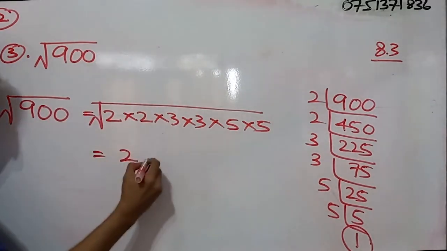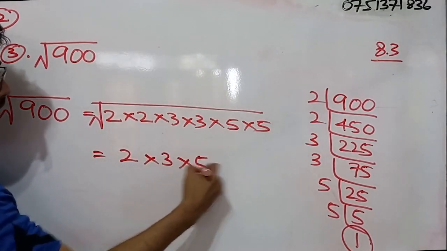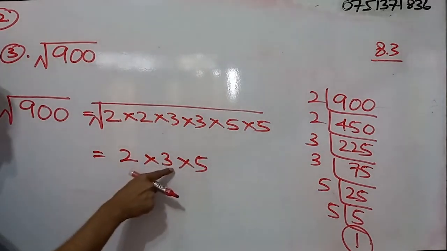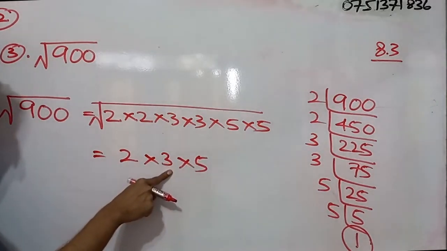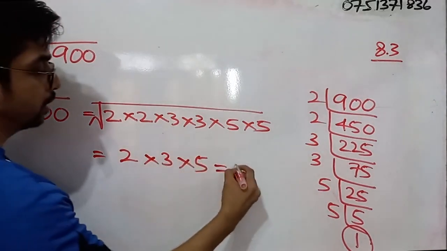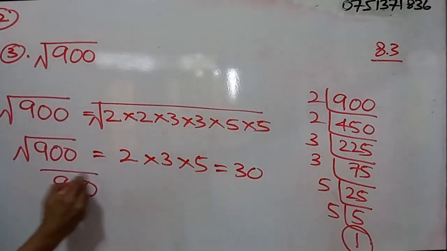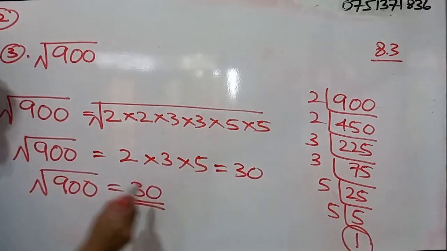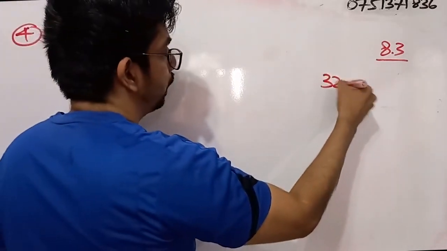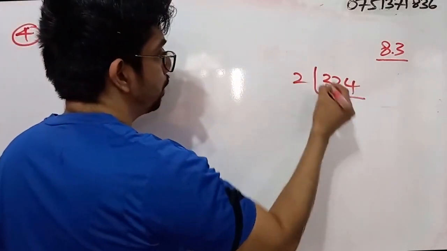So I can pick a 2, another 3, another 5. 2 times 3, that is 6. 6 times 5, that is 30. So the square root of 900, that is what? 30. Right.